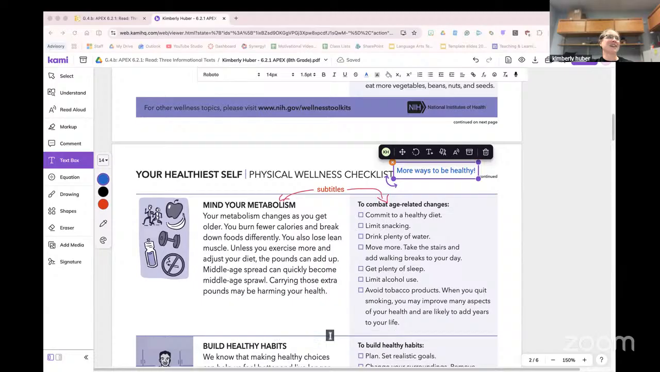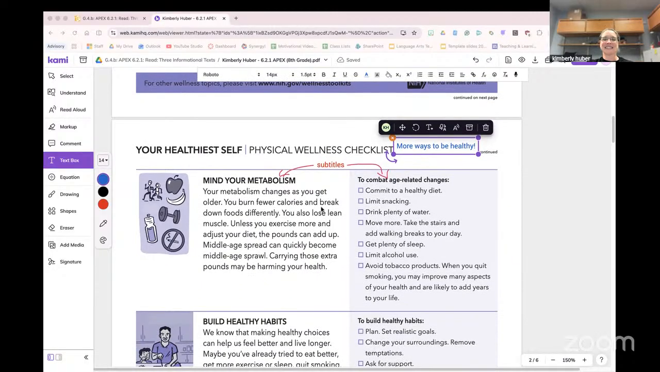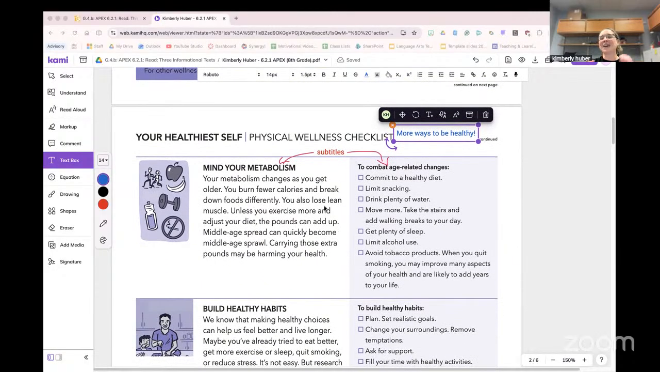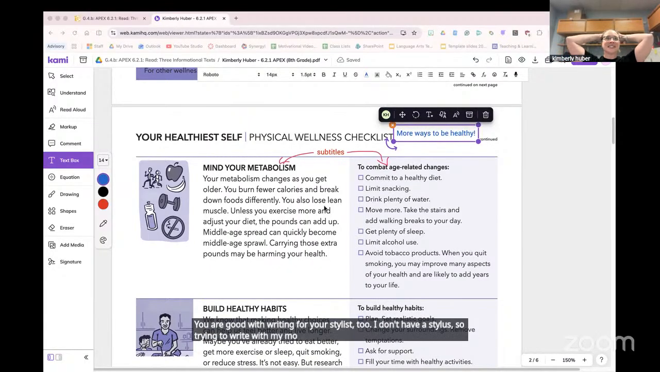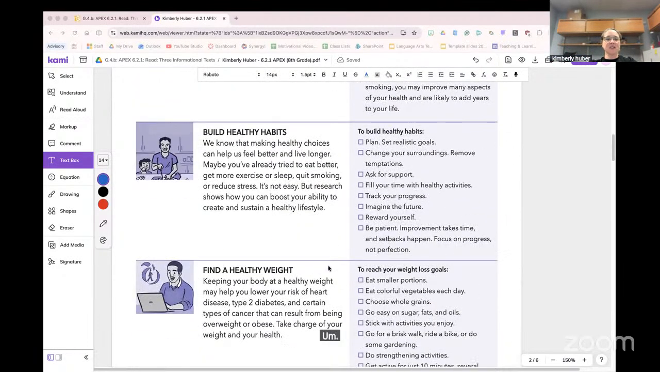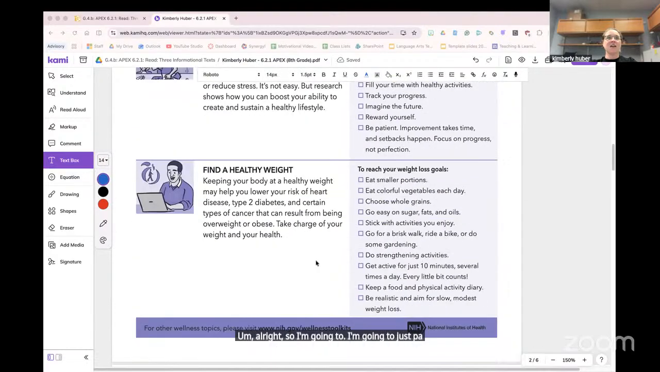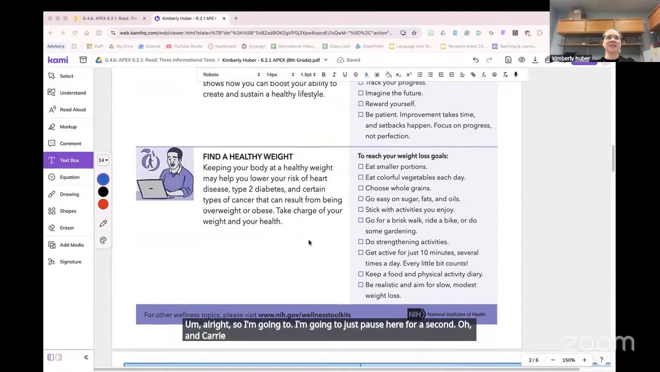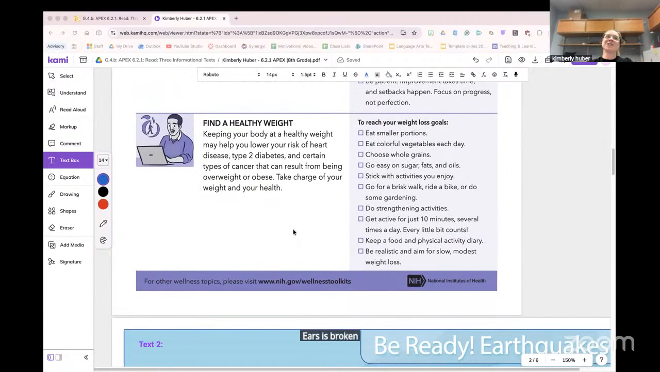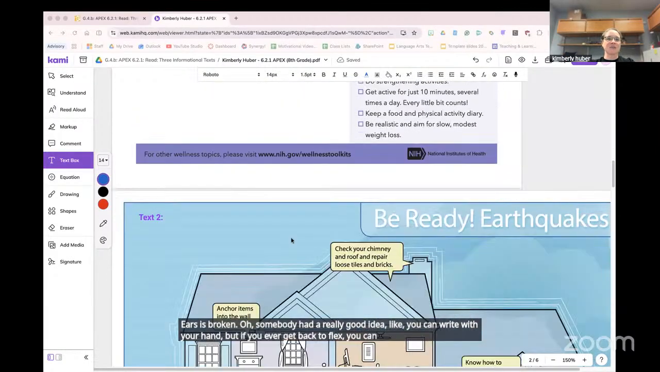I love it, Alia. Good job. You are good with writing with your stylus too. I don't have a stylus, so trying to write with my mouse is ridiculously hard. All right, I'm going to pause here for a second. Oh, and Carrie, if yours is broken, somebody had a really good idea: you can write with your hand, but if you ever get back to Flex, you can also go there and ask them for one.